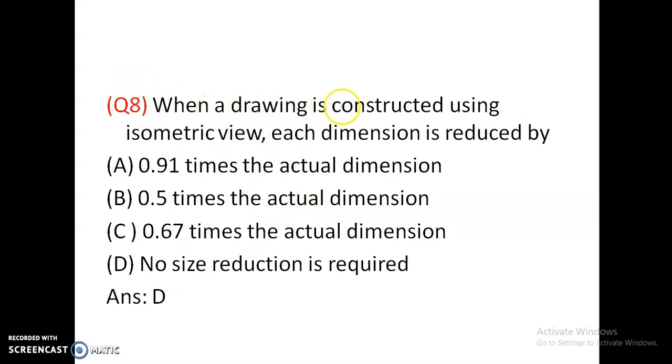When a drawing is constructed using isometric view, no reduction in dimension is required. It is drawn to actual scale. If it is drawn for isometric projection, it should be shortened to 0.815 times the actual dimension. But for isometric view, no size reduction is required.